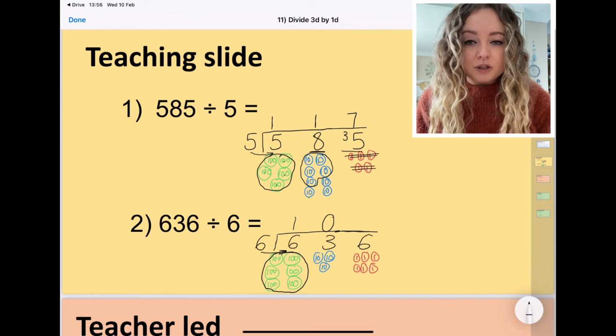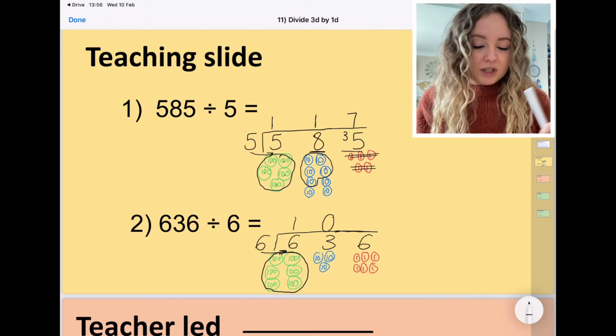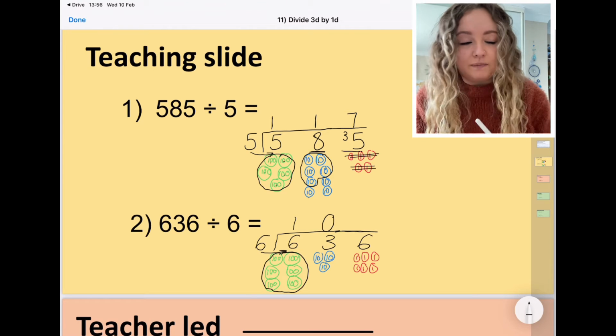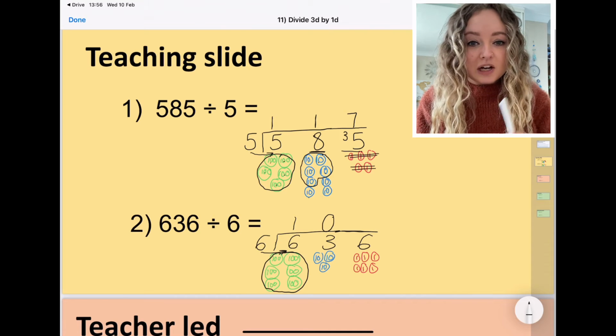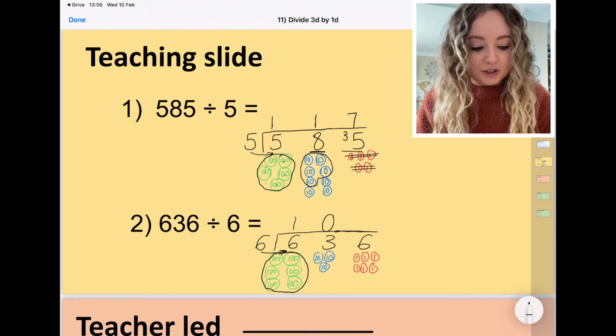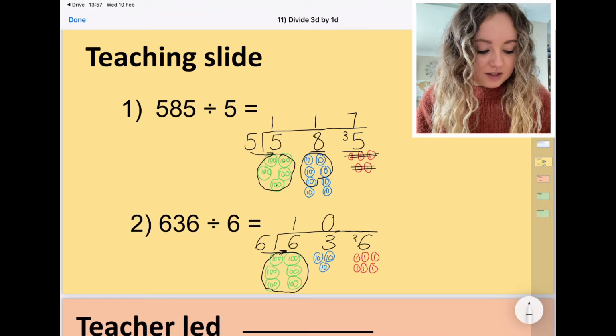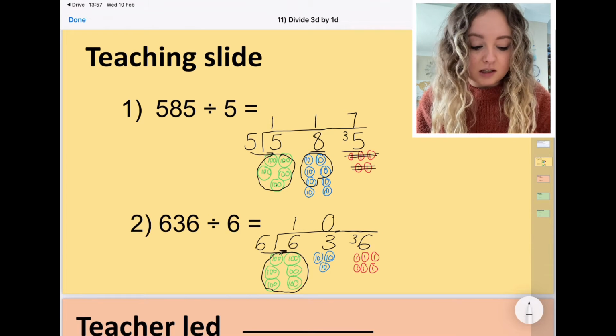Now because we've put that 0 there, we need to carry that 3 over to the next column, because we haven't used it there and we need to move it now to make 36 in our last column. So we're regrouping it basically.